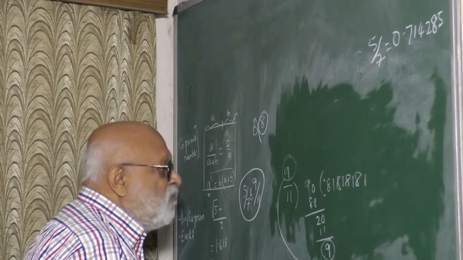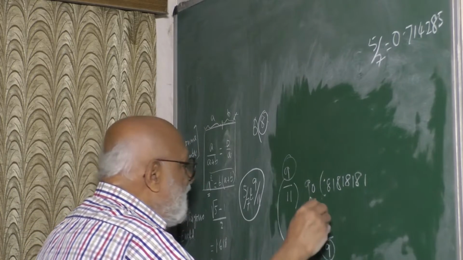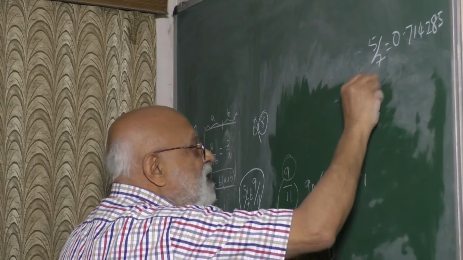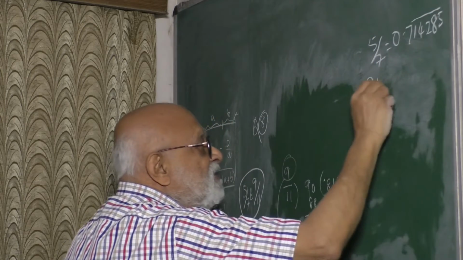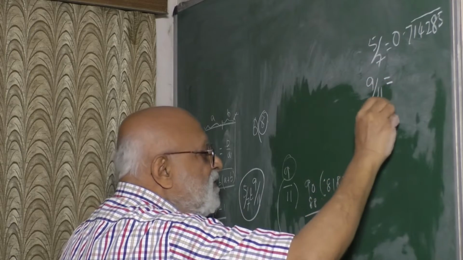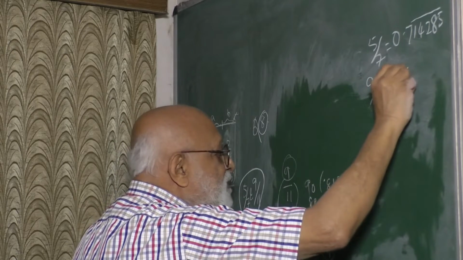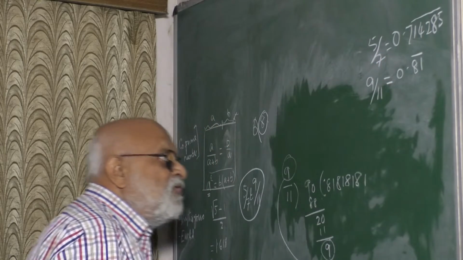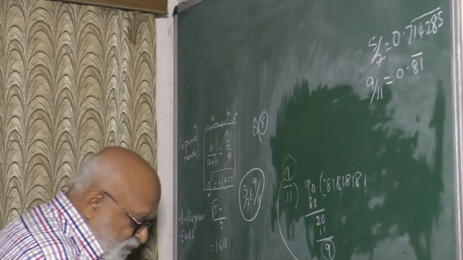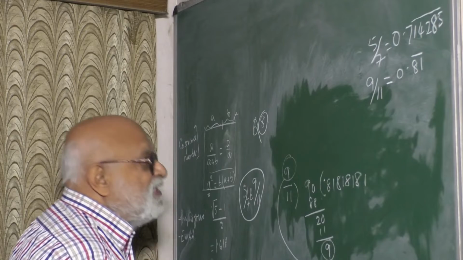Okay, now I can write 9 by 11, this of course should be written with a bar, it didn't terminate there. So it should be 0.81, so this is with a bar. So what is my next job? So job number 1 done. So what is next job?